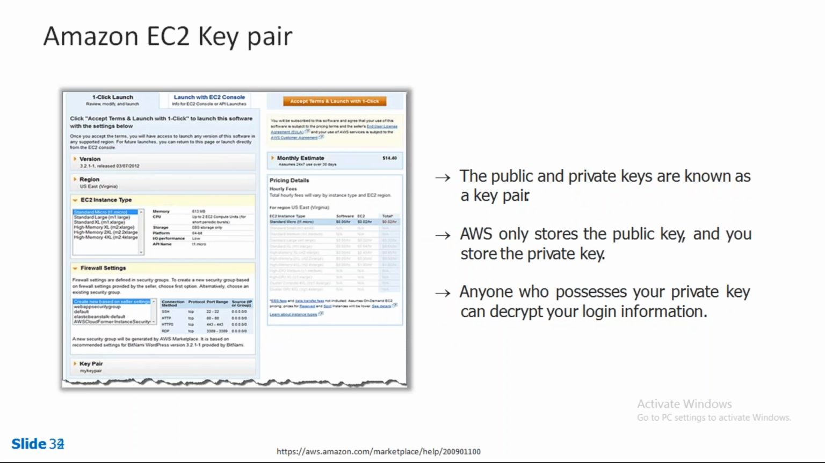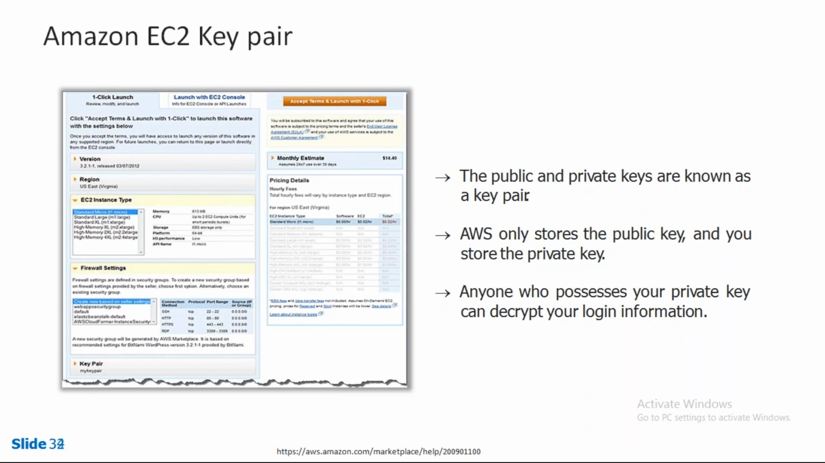Then Amazon EC2 key pair. We have seen how to create a key pair. A key pair works as a key to access our instances. The public and private keys are known as a key pair. AWS only stores the public key and you store the private key. So the public key is with the Amazon EC2 instance and the private key is with you. You have to assign both of them, then only you'll be able to connect to that. That's the basic layer of security whenever you want to connect to an EC2 instance.